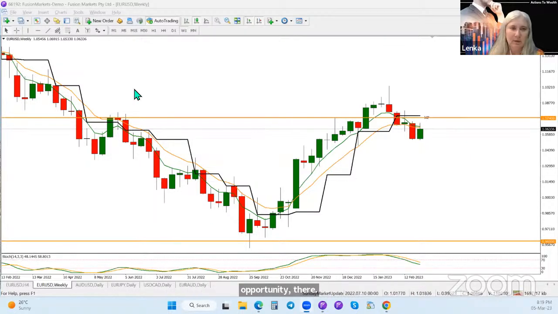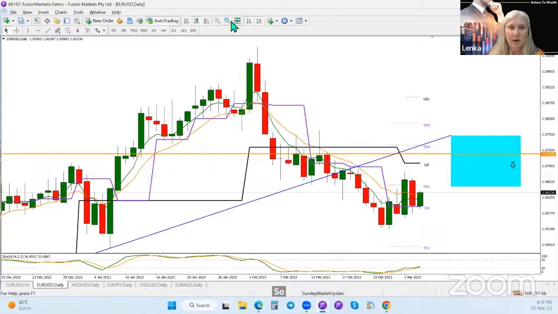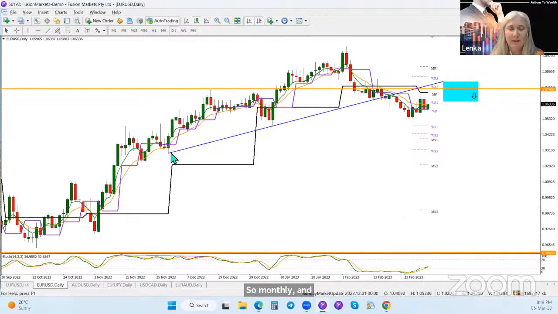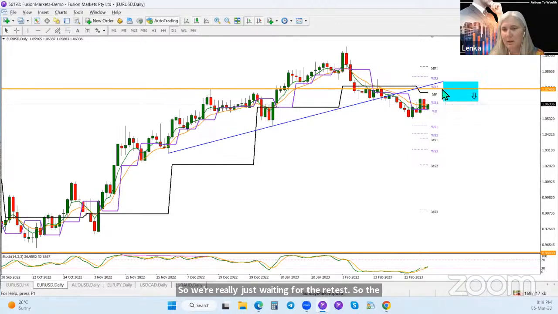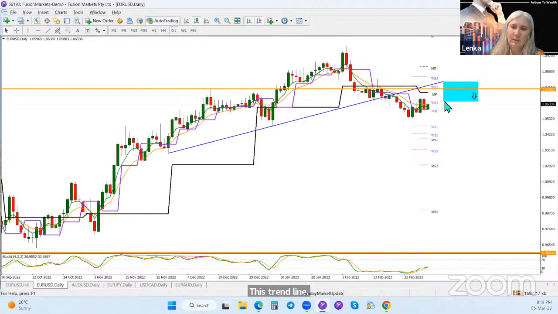So that's weekly and daily. On the daily, we can see that the latest trend line, where it was going up previously, has now been broken through. So we're really just waiting for the retest. So the retest at either monthly pivot, the top of that channel, or actually this trend line. So there's 3 spots where we can have basically a push off that retest. We can have a false break and then retest underneath again, and then looking for short opportunities.